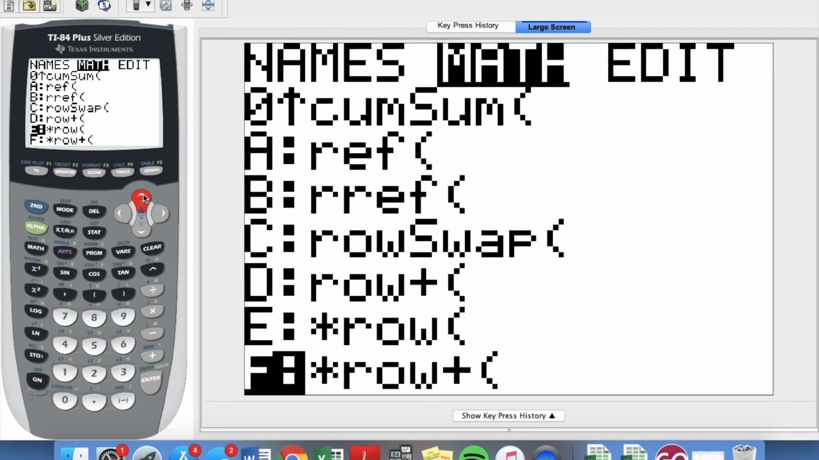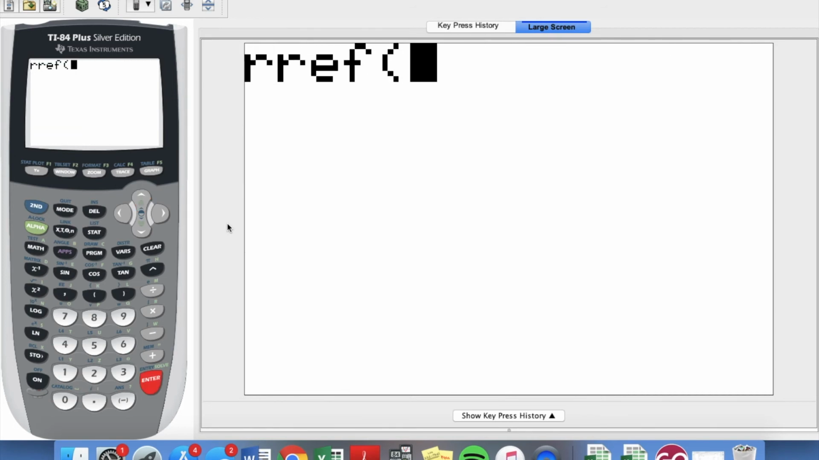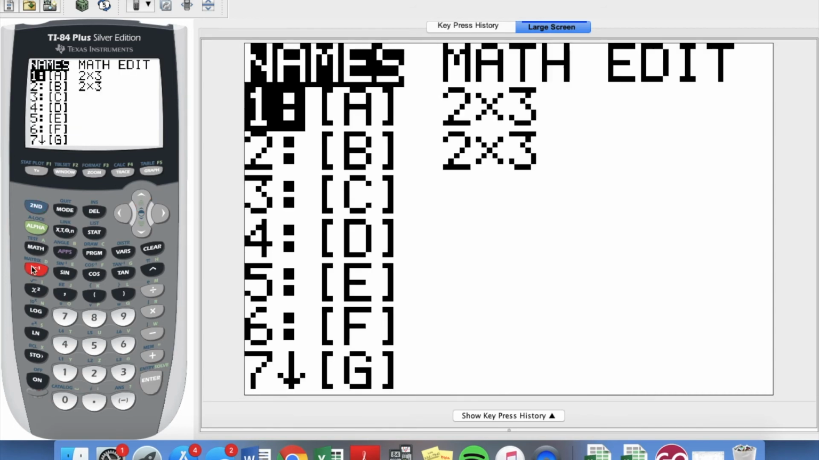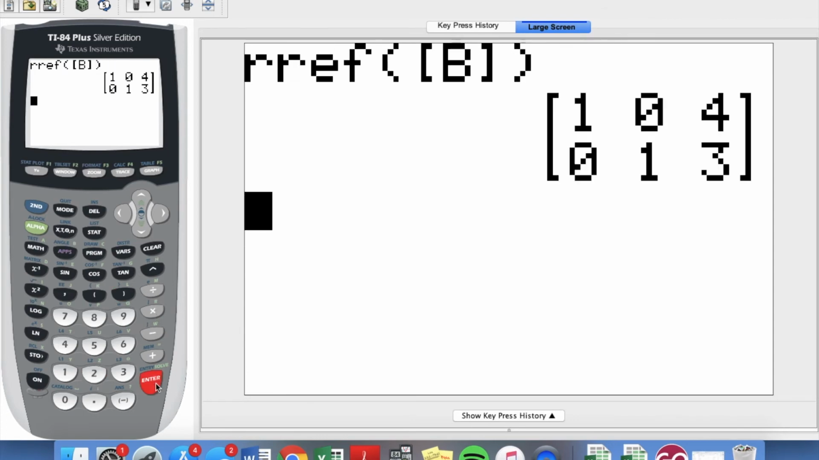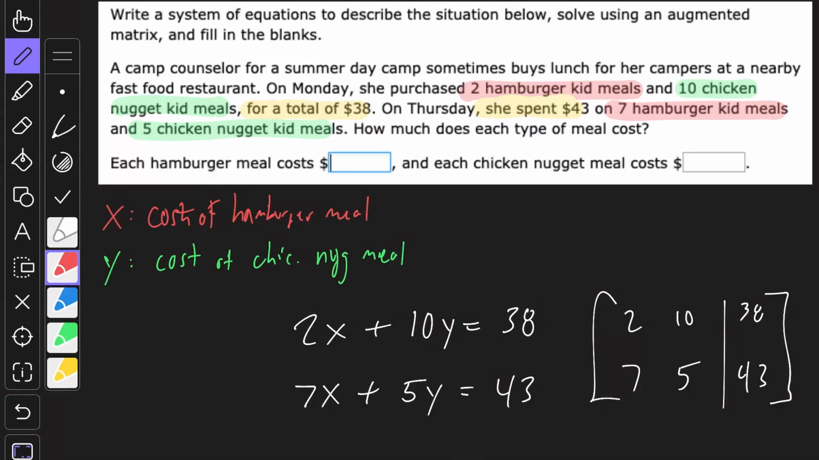And I'm going to go up this time, so it's actually a shorter scroll if you go up. So there's B, RREF, enter, and I want to do matrix B, so second matrix, 2, close those parentheses, hit enter, and there we go. 1 0 4 and 0 1 3, so that means that 1 hamburger meal costs $4 and 1 chicken nugget meal costs $3. So I'll enter that into the IXL, and I'll be done with that. All right, and $4 here, and $3 here. And move on to the last problem, but it's pretty much the same as this one.